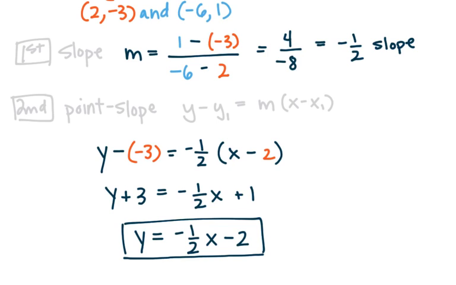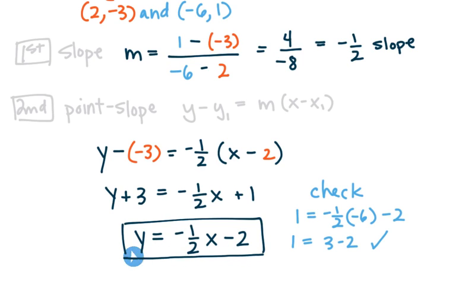So one thing I could do to check and make sure this was the correct line would be to make sure that both of these points work. So a check here would be to say 1 equals -1/2. I'll plug in -6 minus 2. That is 1 equals 3 minus 2, which is a true statement. That checks. You could also take this line and plug it into your graphing calculator's y equals, and then use the table to make sure that both of those points are points on the line.